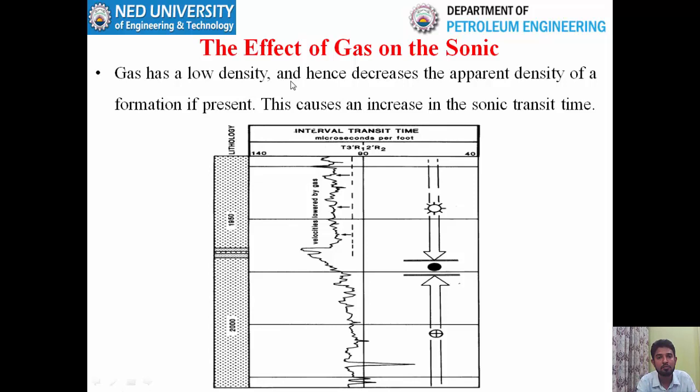Similarly, the other use of the neutron log is to identify the gas zone. As mentioned here, gas has a low density, and because of this low density in the formation, you will have a higher transit time. For example, in this log response, you can see that the top section has the gas zone and the bottom has the oil zone. You can see in the gas zone, the transit time is higher as compared to the bottom zone. So when you have a gas zone, you will have higher transit time.